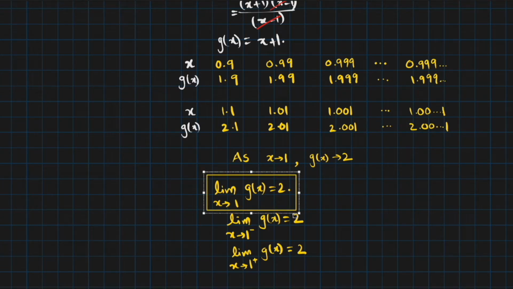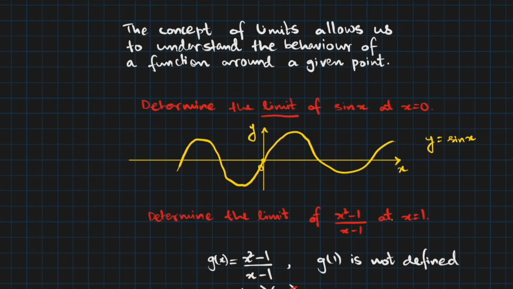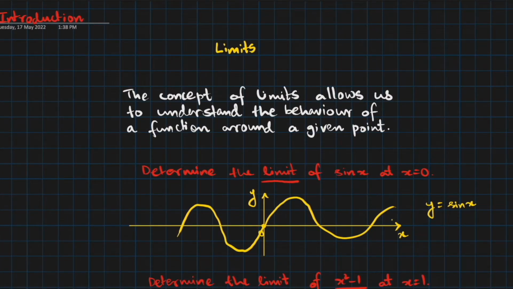So this thing is made up of two elements, correct? The first element is the left hand limit and the second element is the right hand limit. We have just understood the concept of limit by the simple definition that was written at the top. So what was the definition that I said? The concept of limits allows us to understand the behavior of a function around a given point. Then we took a simple example.